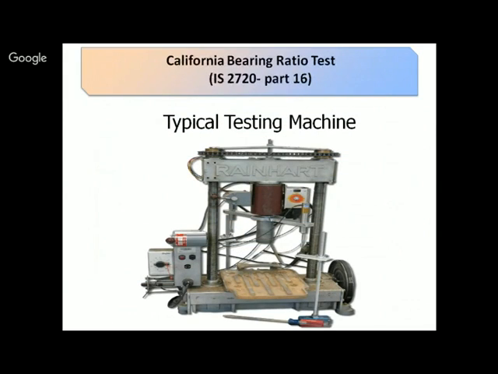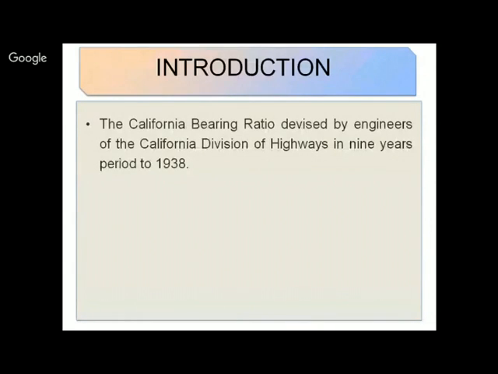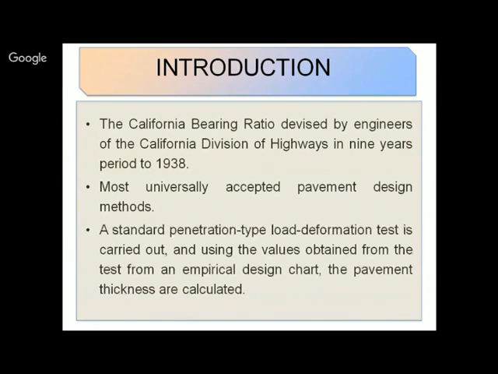This is a typical testing machine of the California bearing ratio test. This is a strength test in which we come to know how much the strength of soil has increased, which will be used in the subgrade layer of the road. This was first devised by engineers of the California Division of Highways in the period up to 1938. This is the most universally accepted pavement design method. It's a standard penetration type load deformation test. Using values obtained from the test and an empirical design chart, the pavement thicknesses are calculated.